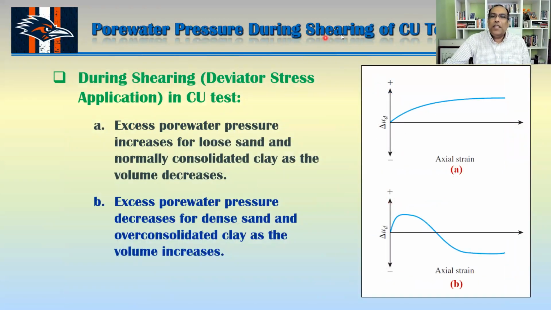So, pore water pressure during shearing of the CU test. During shearing, with deviator stress application in the CU test, the excess pore water pressure increases for loose sand and normally consolidated clay as the volume decreases. And the excess pore water pressure decreases for dense sand and over consolidated clay as the volume increases. Increased volume means you have a suction situation there, and your pore water pressure could be negative. Okay.